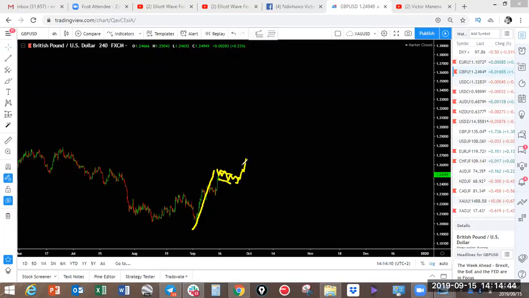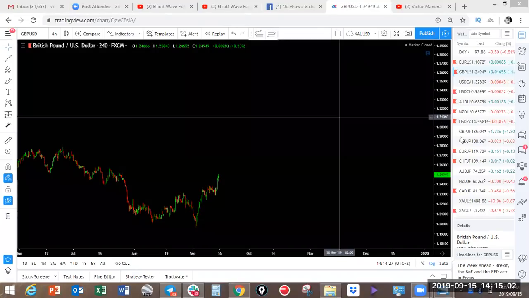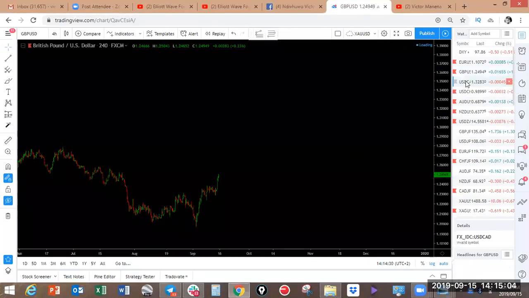And if you don't get that corrective structure on the 4-hour, at least do not attempt to go into the pound trades, because it may just take you out. So let's see how this goes in the next coming sessions. Wait for a corrective structure if you're going to ride this trend to the upside. Very nice impulse there. I'll go through the rest of the pound pairs.